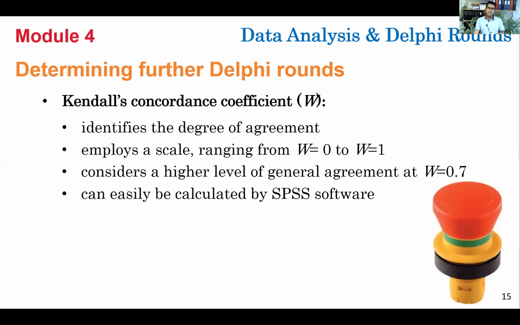However, since it is difficult or sometimes impractical to achieve ideal agreement or understanding, 0.7 is considered a high level of general agreement in Delphi studies. We can easily calculate Kendall's tau by using SPSS software.